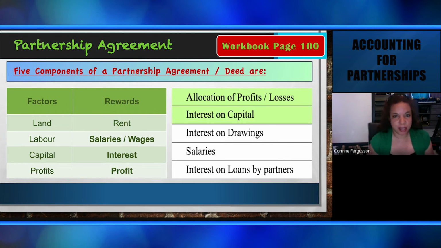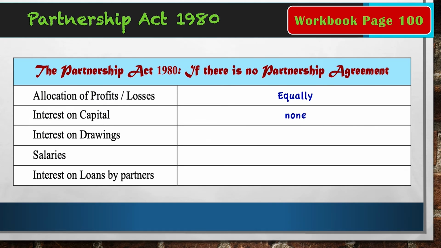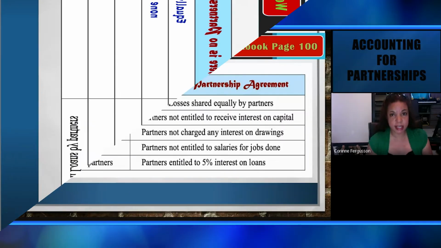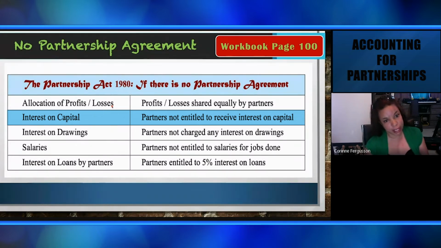Interest on capital. Once again, if it is not written that the partners are going to get the reward of interest on the capital that they invested, if that is not written, you get nothing. All right? The law states, in the absence of a partnership deed, a written agreement, therefore, you will not be entitled to any interest on capital. You could put $1 million, $1 billion, it does not matter unless you have it in writing.